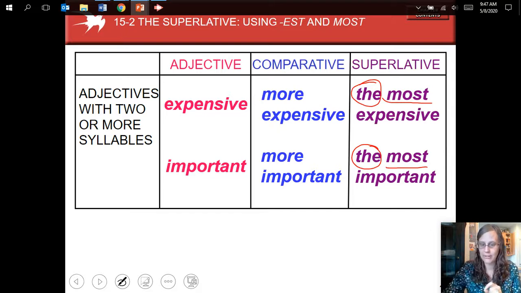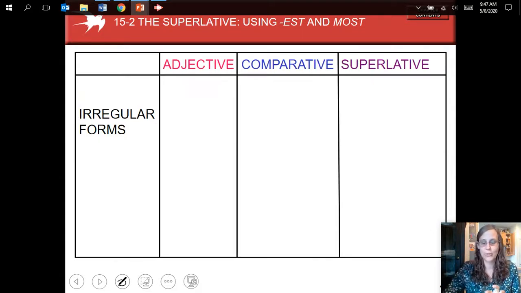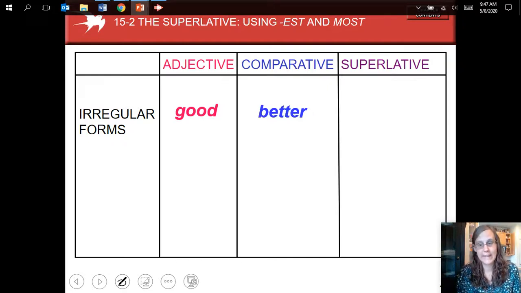Now, there are some irregulars. Do you remember the irregular comparatives? For example, good. Do you remember what is the comparative form of good? Not gooder and not more good. What is it? Better. So, in the same way, superlative is irregular. So we would say the best. Now, what about bad? Do you remember bad?